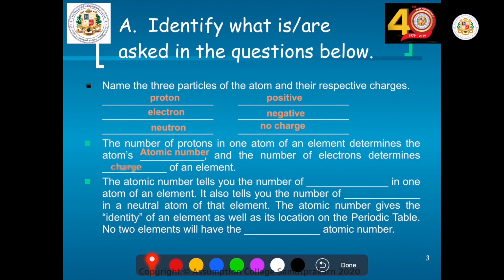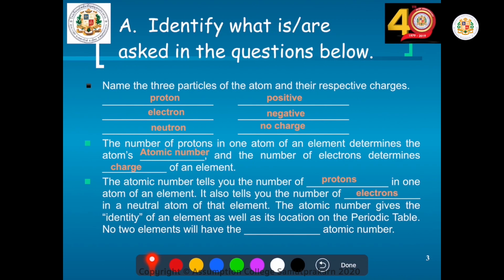Very good. It's the charge, because as we have said, if the atom is not neutral, if it has fewer electrons, it would be positively charged, and if it has more electrons than protons, then it would be negatively charged. Next, the atomic number tells you the number of protons in one atom of an element. It also tells you the number of electrons in a neutral atom.